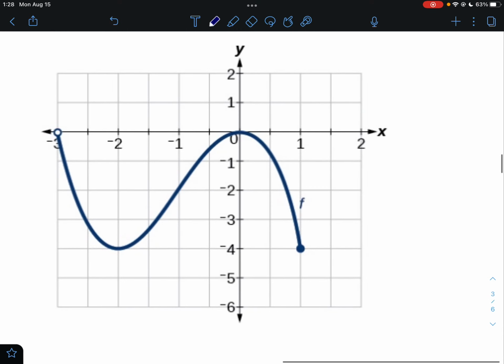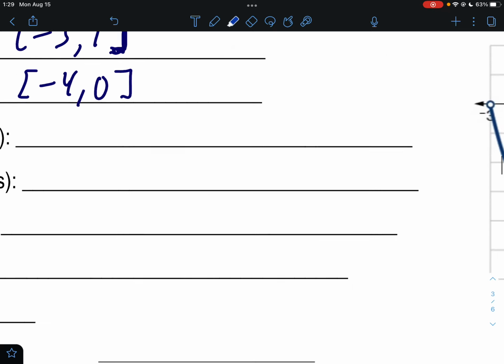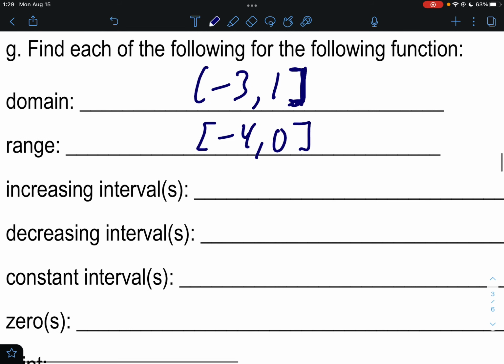Increasing. Where is this function increasing? Where is it going up? That's going to be this interval right there. We only look at the x values. So our x values would be -2 to 0. So increasing interval is -2 to 0.